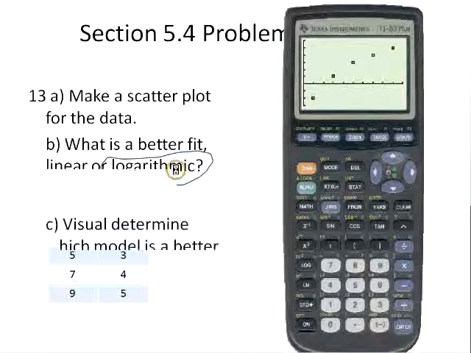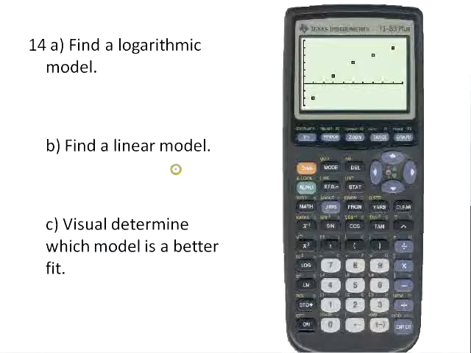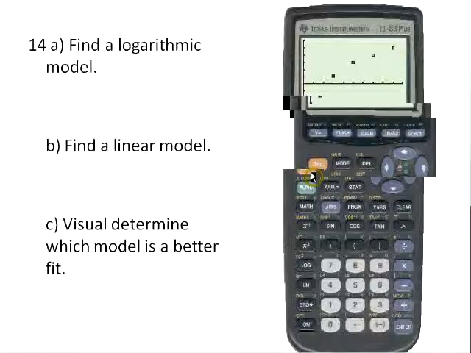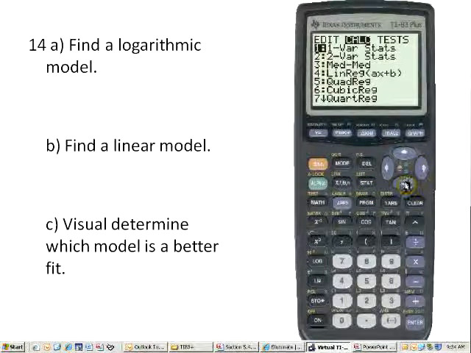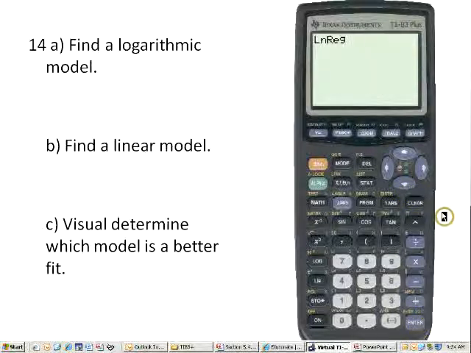Continuing on now to problem number 14, we're going to take the same data that we just entered into the calculator, and we want to find a logarithmic model. Well, once the data is in the calculator, it's not such a hard task to do. If I hit Stat, and I want to go to Calc, and we are going to go down, the first one that we want to find is a logarithmic model. And so that's number 9 here. So this is the LN that we're going to use, the logarithmic model.